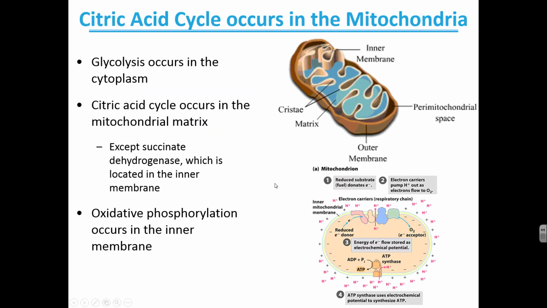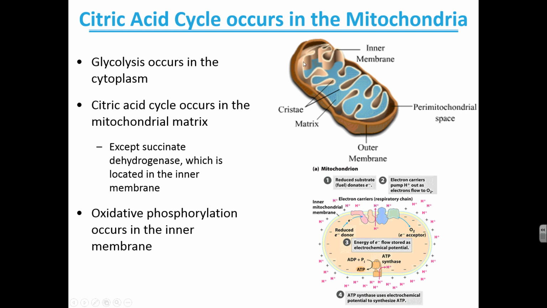Before we move into the specific steps that make up the citric acid cycle, let's look a little bit at the structure of the mitochondria and the compartmentalization of reactions. The steps that we've discussed so far, such as glycolysis, are all going to occur in the cytoplasm of the cell. Now that we move to the citric acid cycle, we need to look at the mitochondria.